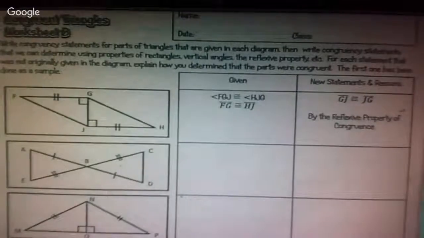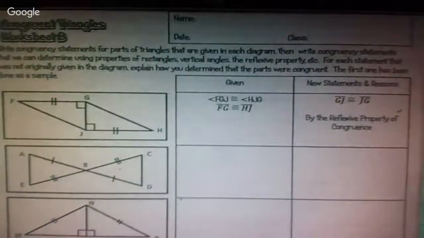So if you take a look at this, yesterday we talked about sometimes there's hidden information. You've got to remember you need 3 things to tell me that a triangle is congruent. In the first picture, they tell you that angle FGJ is a right angle, and angle HJG is also a right angle. So that's given to you.